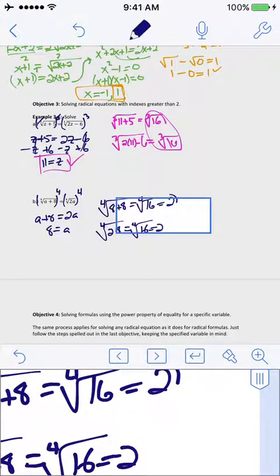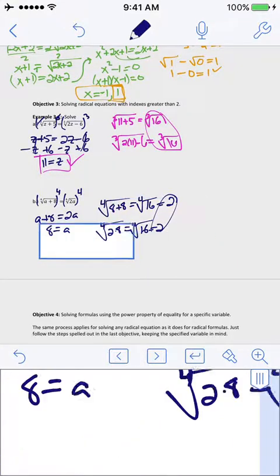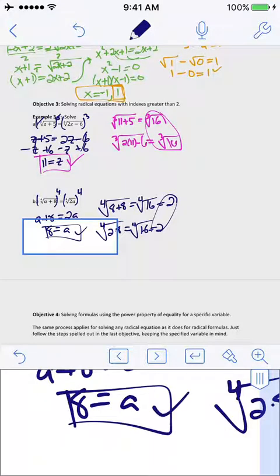So they are still indeed equal to each other. All right, cool. That works. So no extraneous solutions. This is a good solution. Check.